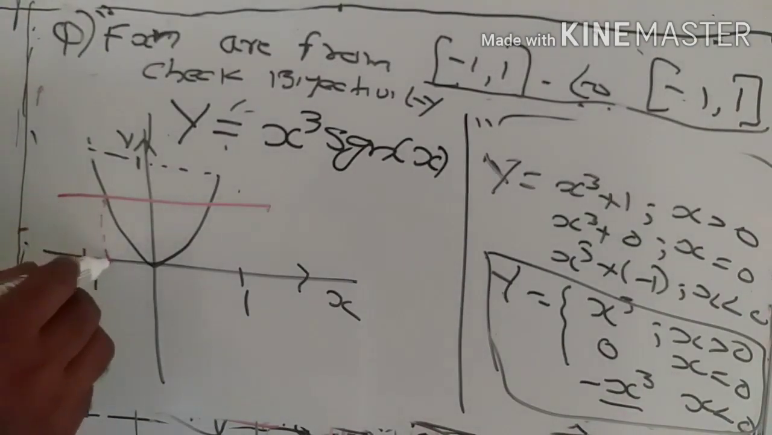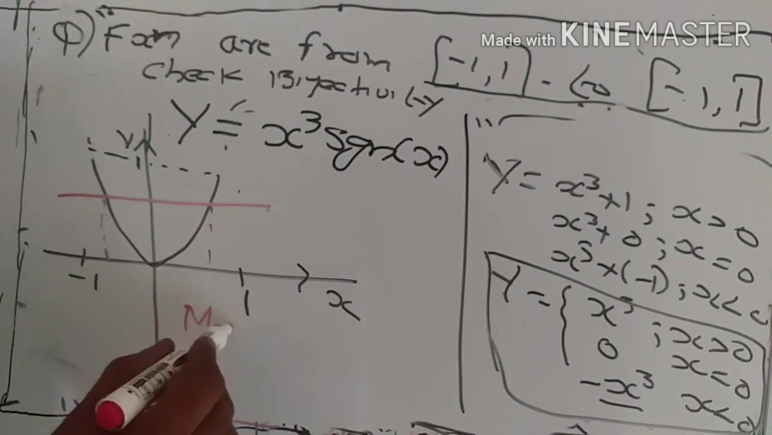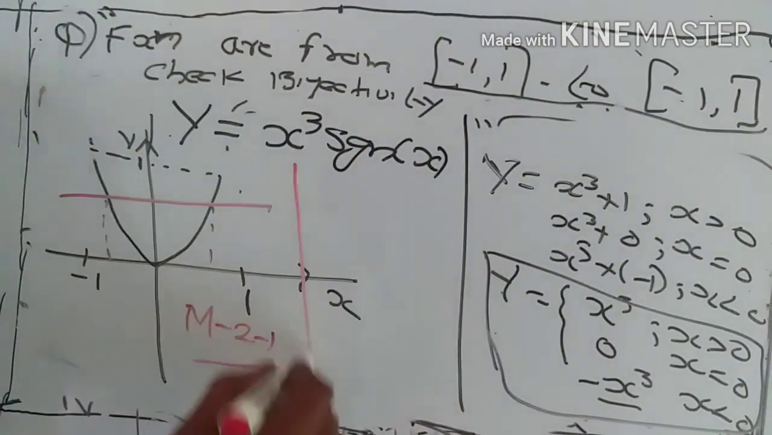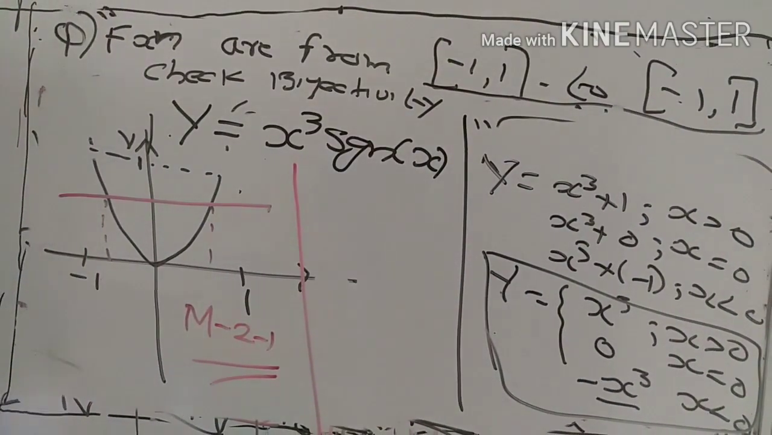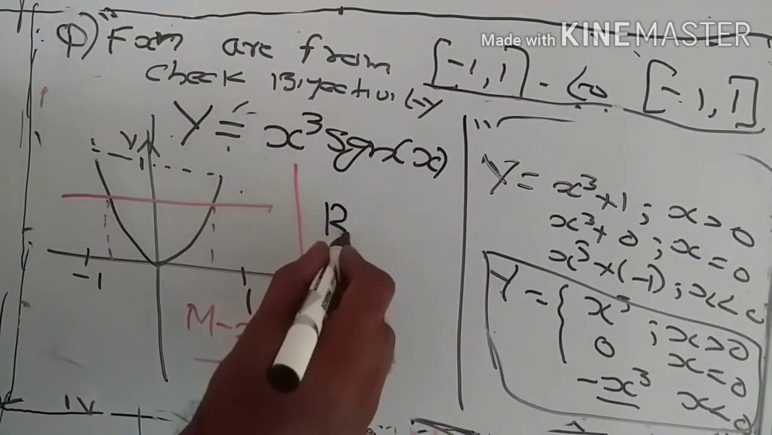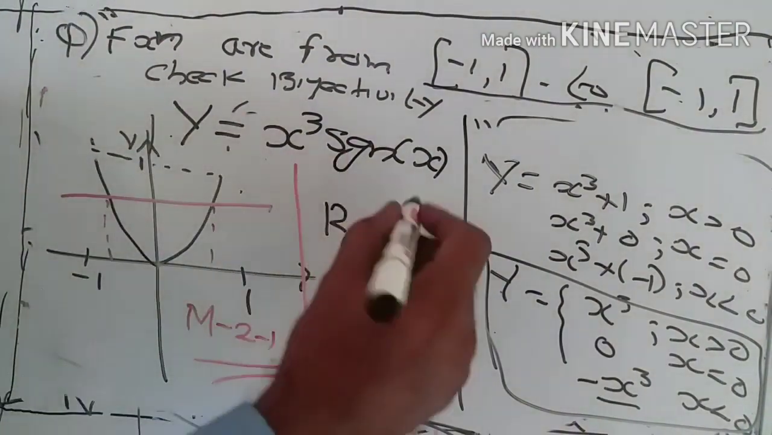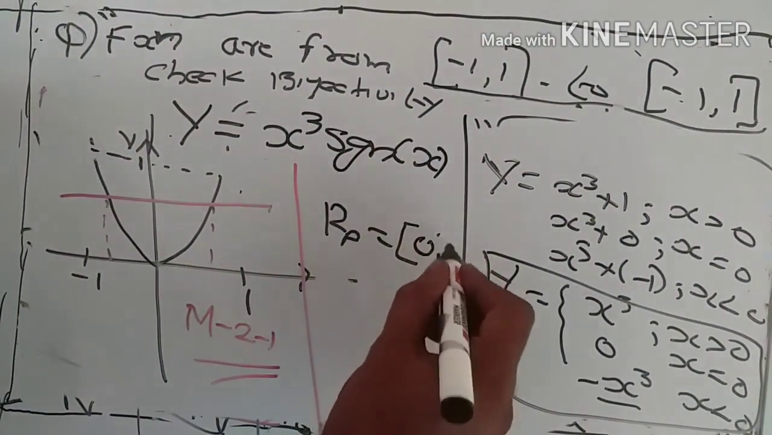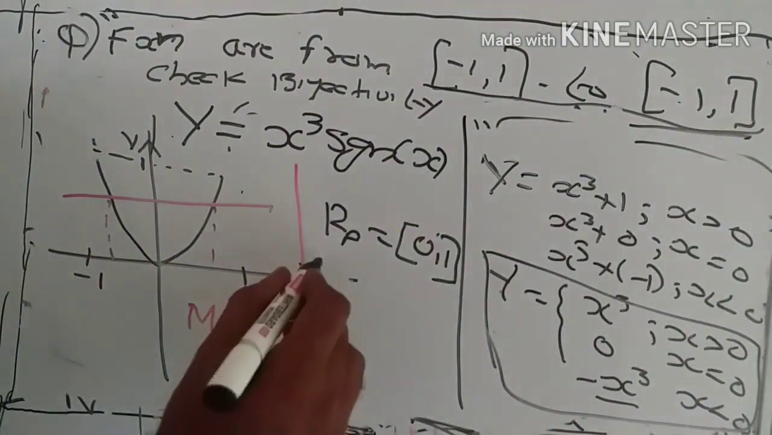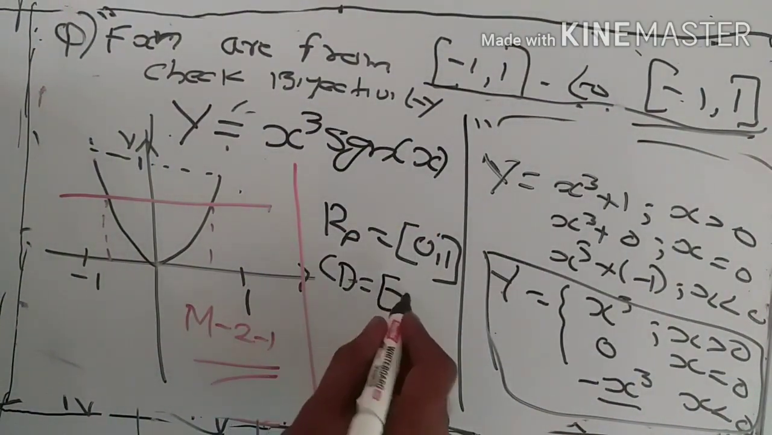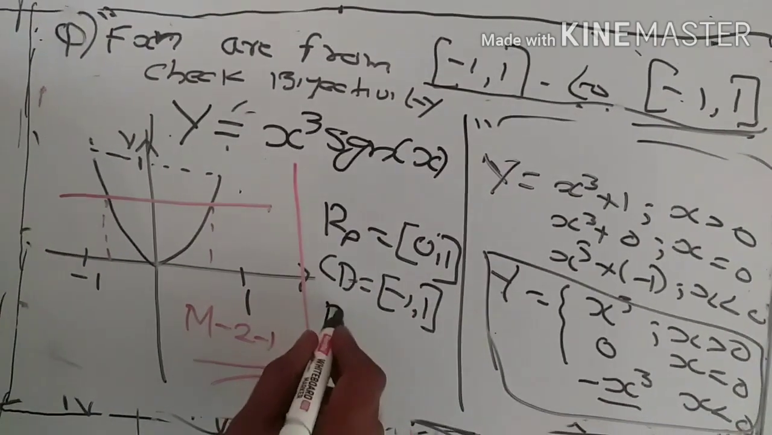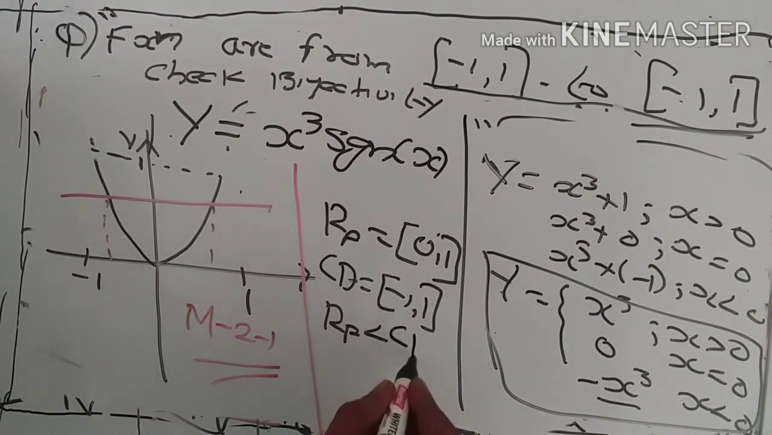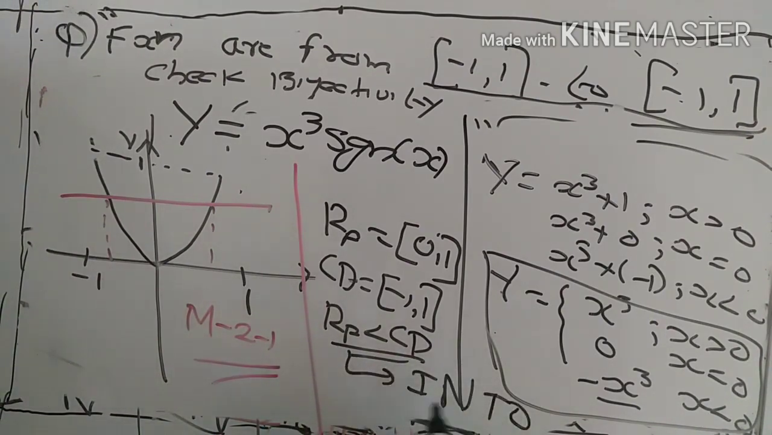That is cut at 2 points. Function is many to 1. What is the range? Range of the function is 0 to 1. Codomain is minus 1 to 1. Range is less than codomain. So function is into and not bijective.